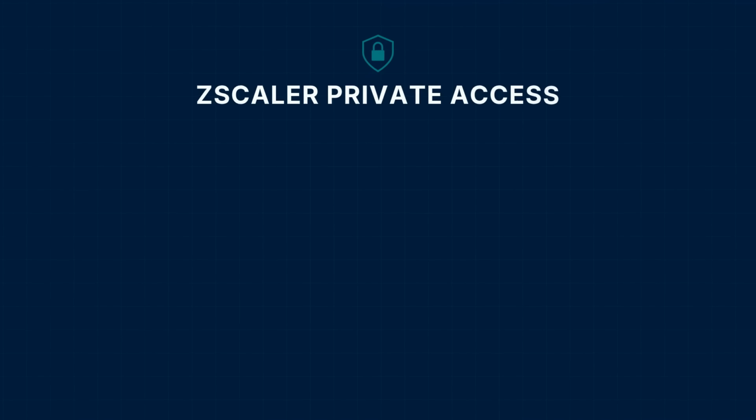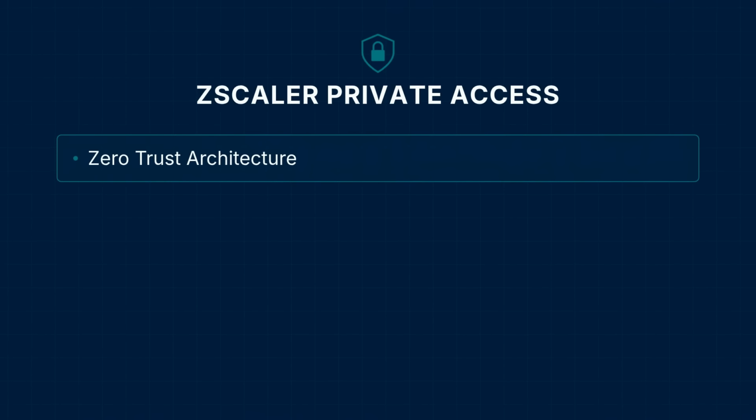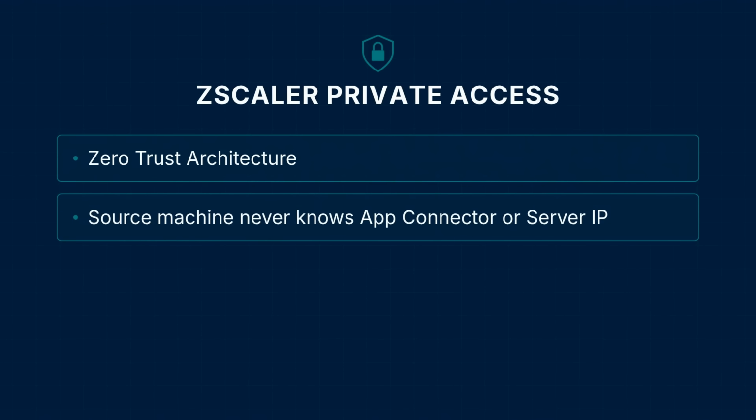Zscaler Private Access is a zero-trust architecture because the source machine never knows the app connector or server IP, and the server never knows the source IP.